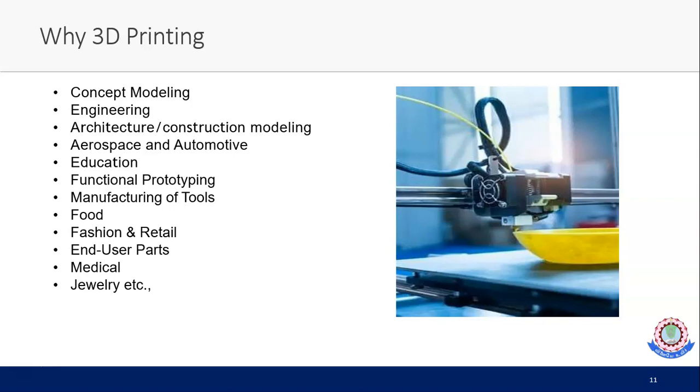Education purpose, again. If you want to avoid verbal teaching, you need to show the product. If you show the product to the students, then they can easily understand the concept. So for that we can use 3D printing to produce that component. Functional prototyping, in the sense of a traditional functional component. Manufacturing of tools, like other tools, as well as food, right? One of the 3D printing applications is food.